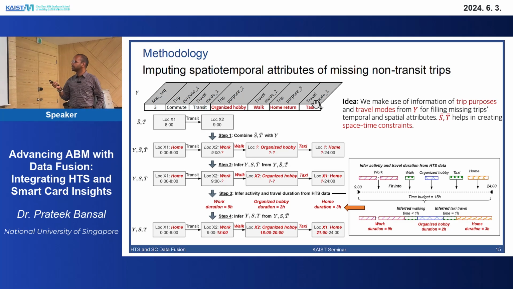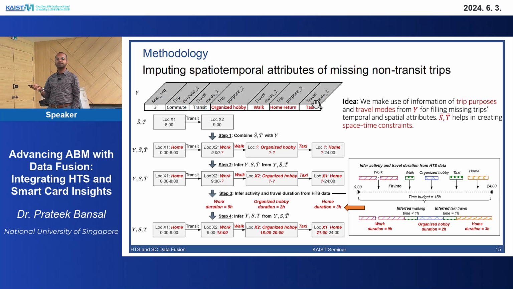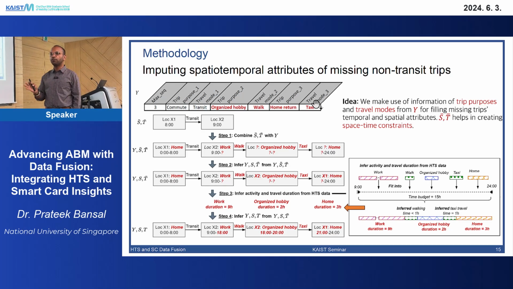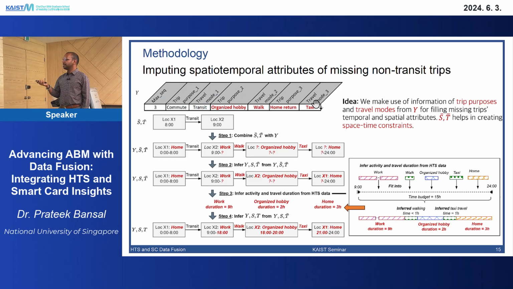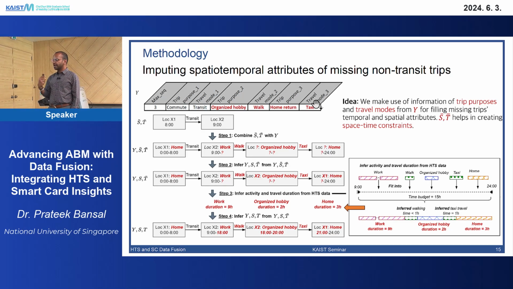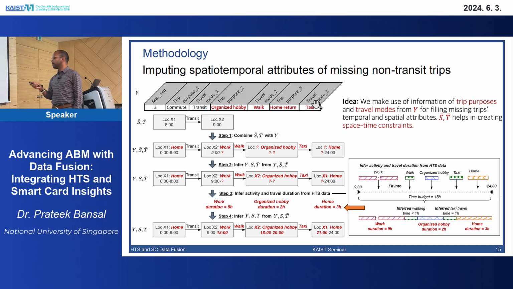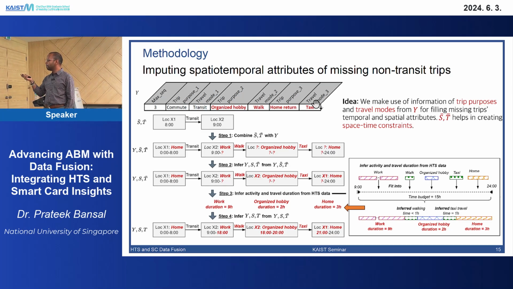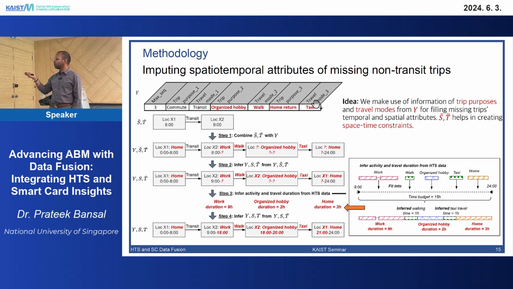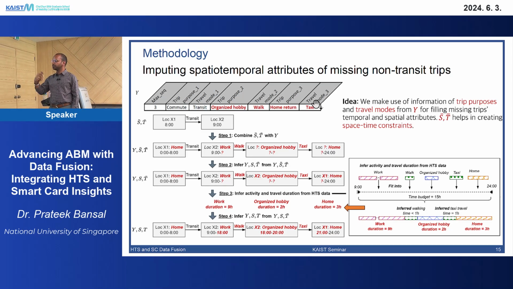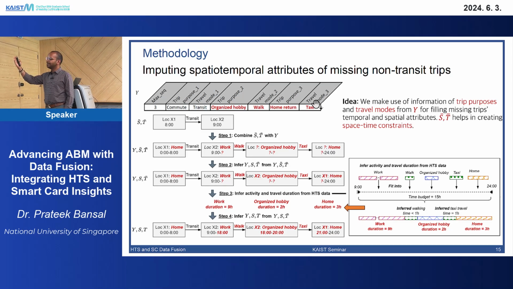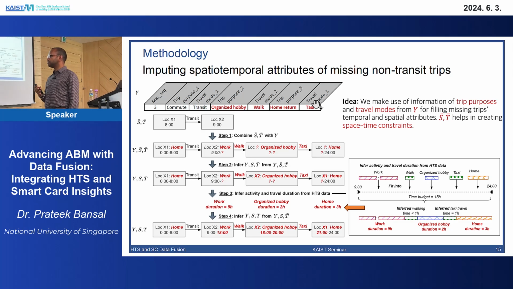Now the remaining task which is left in steps 2 and 3 is to get the space and time stamps for the non-transit trips. What you can do for the space and time stamps for the non-transit trips is try to find the distribution from the HTS data, conditional on the y, s bar, and t bar, and use those distributions to simulate the space and time stamps, right?